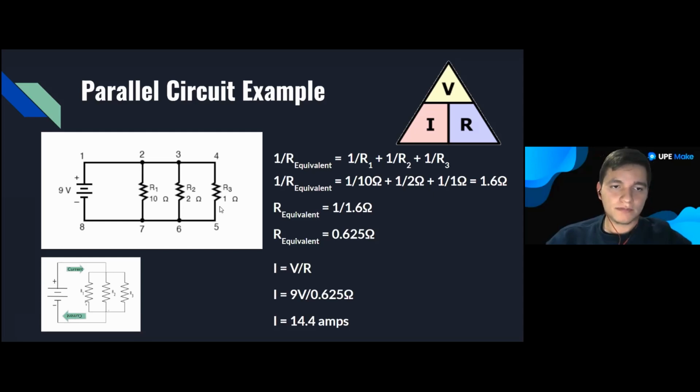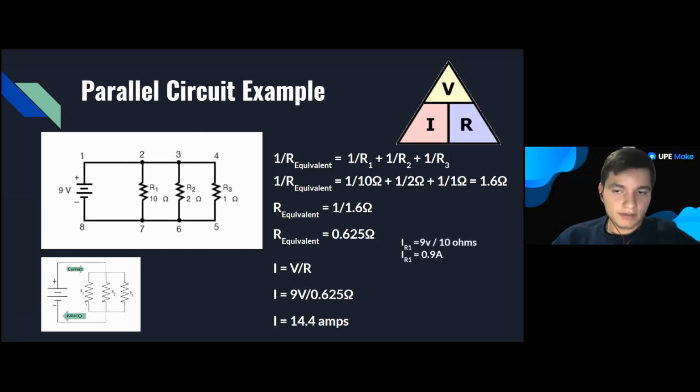So the only other thing that we could find from this circuit is the current that's going through each resistor. Now, if you guys remember when I talked about current, it flows in such a way where more current is going to flow where there's least resistance. So in this resistor, we're going to have the most current. In this one, we're going to have a little bit more. And then here, we're going to have the least current passing through this resistor.